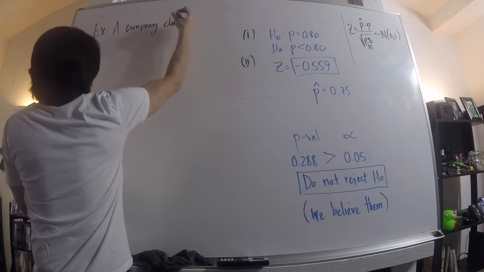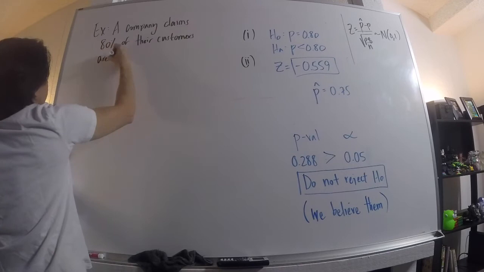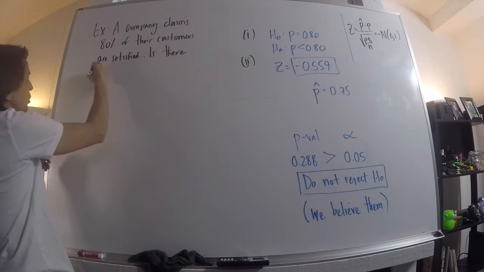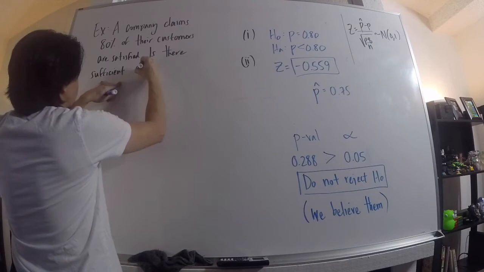A company claims 80% of their, we're doing the same thing. The company claims that 80% of their customers are satisfied. I'm going to word it differently though. Here I'm just going to jump in. Is there sufficient evidence? So I'm not going to go step by step. We still need to go step by step, but I won't be walking you through the steps with part A, part B, part C, part D. Is there sufficient evidence? At the 5% significance level.